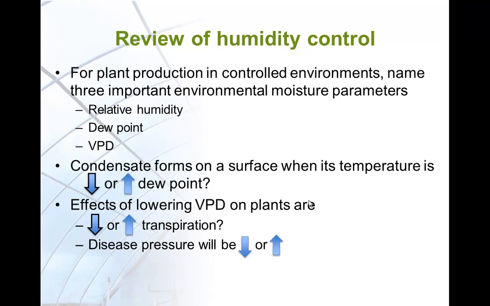Then when VPD is lowered, will the disease pressure be lowered or raised? Lowered VPD will increase or decrease disease pressure? In this case, it is going to increase disease pressure, because lowered VPD will bring the plant surface closer to dew point, maybe even lower than dew point, and condensate may form that will help fungal spores to germinate.